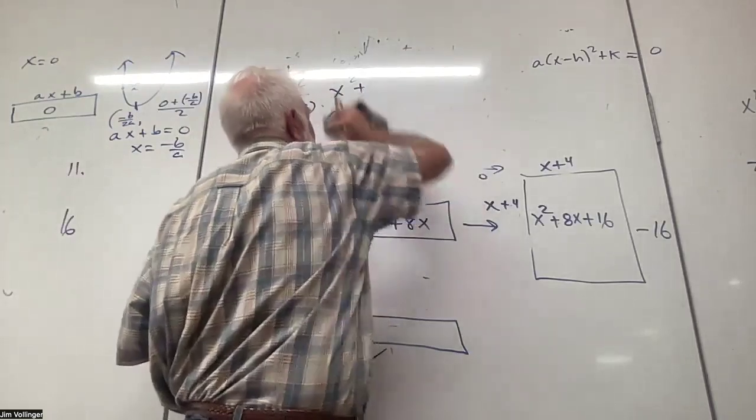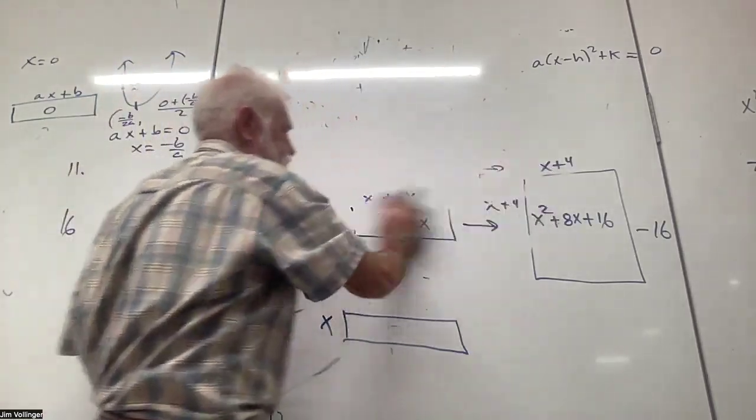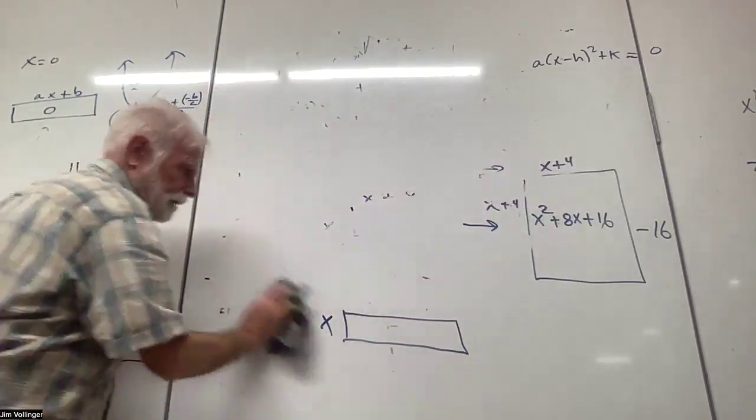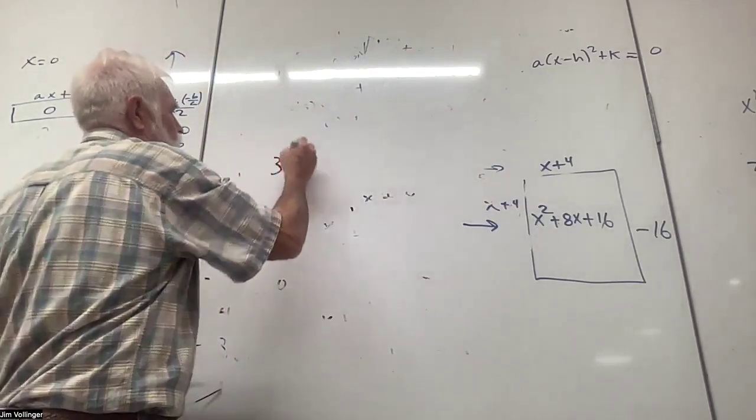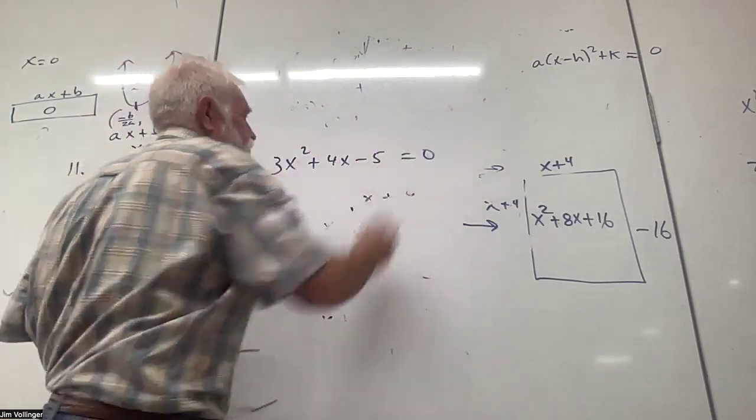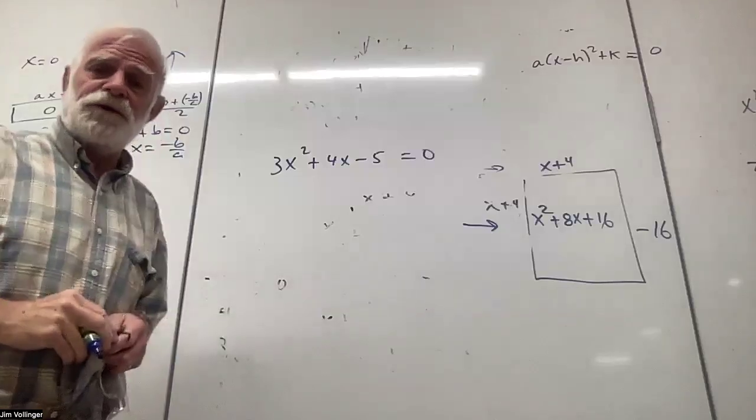Okay, so now I'll give you something for practice, and let's see if you can do it. I'll just make something up. So 3x squared plus 4x minus 5 equals 0. Now you can pause the video, you decide what you want to do.